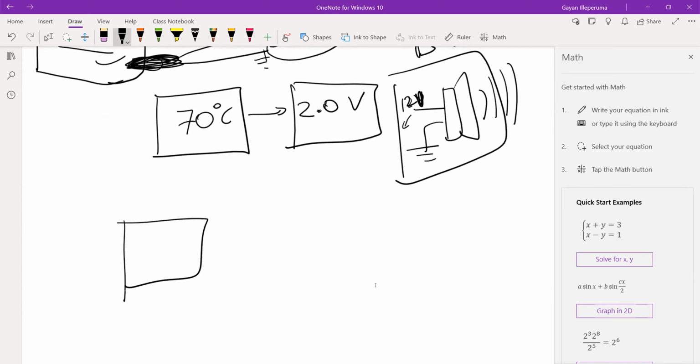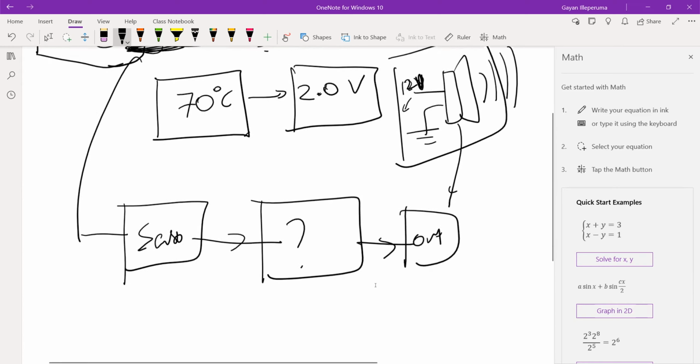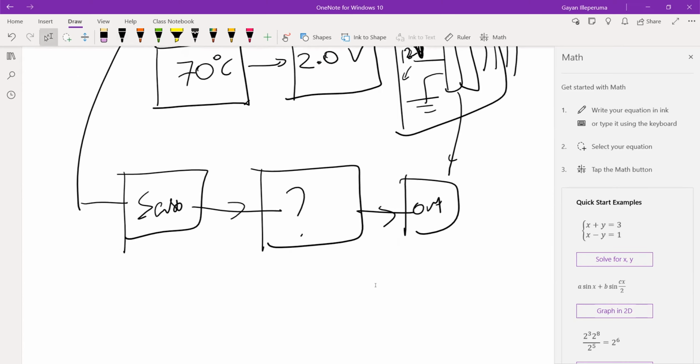So you have the sensor, that's the thermocouple I mentioned here. You have the buzzer as the output. This here is the block I want you to design. It should take the sensor input and produce an output when this particular condition is reached. When the temperature is 70 or above, it should generate an output. Can you quickly do that?